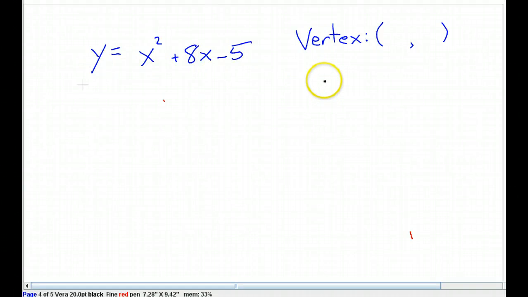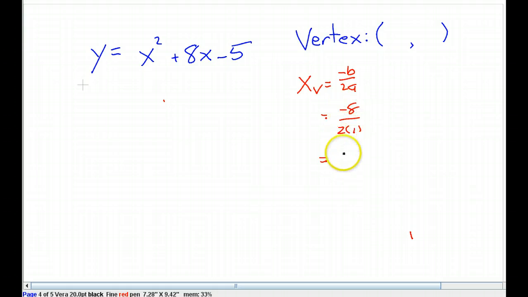Let's go ahead and find the vertex. We'll review. So we have our formula, which is negative b over 2a. This particular problem will have negative 8 over 2 times 1, which is negative 8 over 2, which equals negative 4. So the axis of symmetry is negative 4.